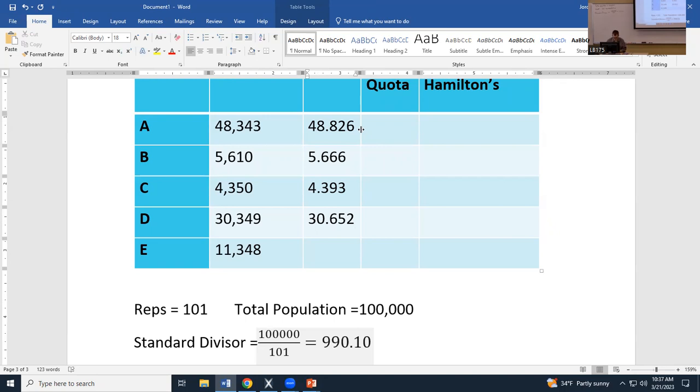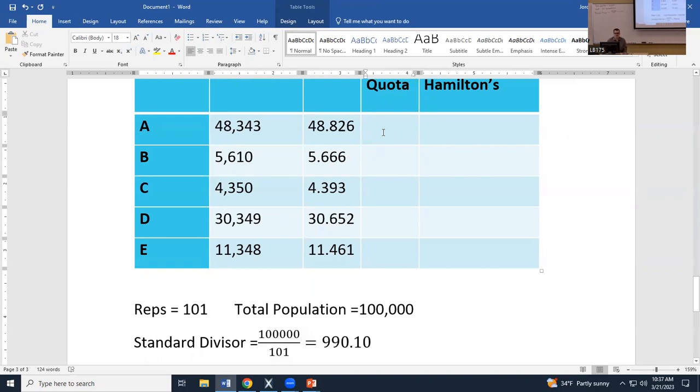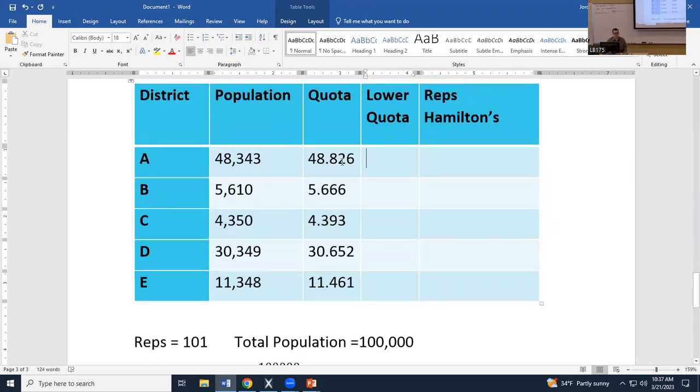And then 11,348 divided by 990.10 is 11.461. We're okay with that? So each quota came from the district's population divided by 990.10. So the lower quotas are 48, 5, 4, 30, and 11. Once again.